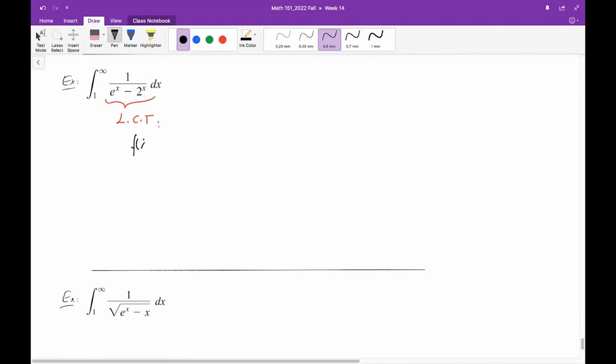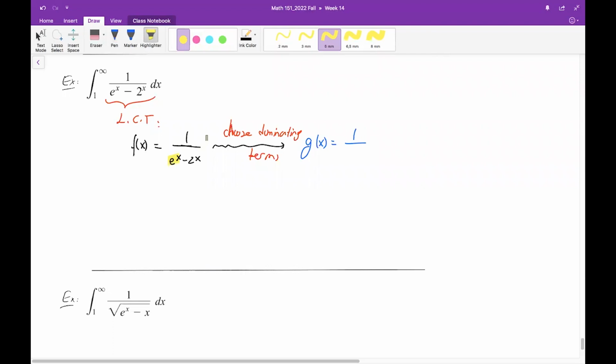So how do we apply it? You look at your f of x function, and by choosing the dominating terms, you decide what should be g of x. Okay, 1 is 1 obviously, and which one is bigger in the denominator? Obviously, e to the power x is bigger than 2 to the power x because e is a number like 2.7 or something. So I choose e to the power x as it is the dominating term for the denominator. This is our g of x. And I start computing the limit now with this g of x function.